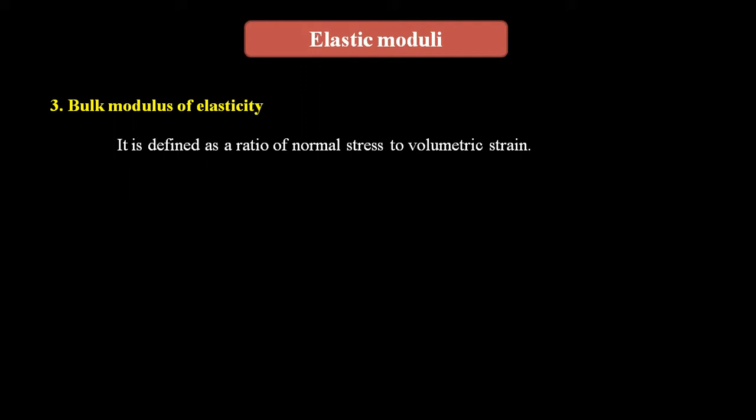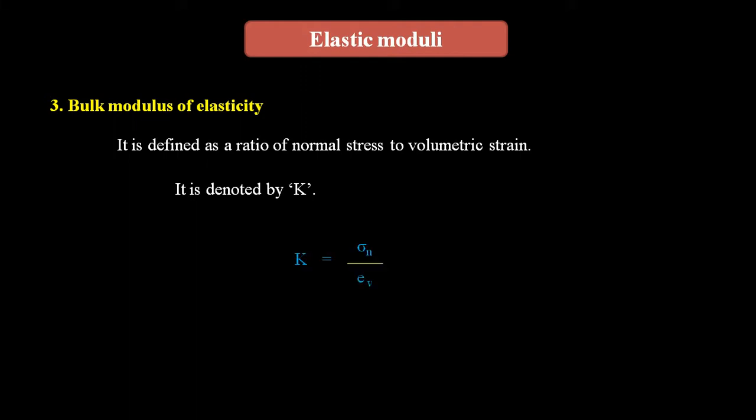Okay, so whatever stress acts normal to the face of the body, the ratio of that stress to the volumetric strain can be called the bulk modulus of elasticity. And what is the symbol used? The symbol K is used to represent the bulk modulus of elasticity.